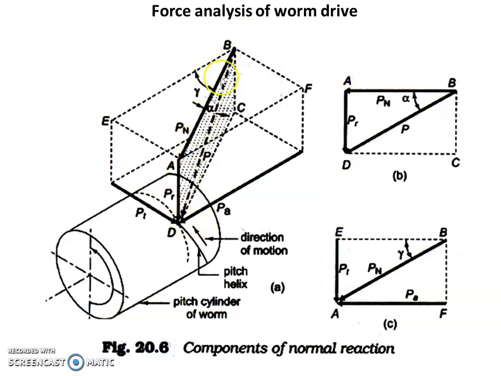Now here you may consider these components of forces, inside which AB and BD make an angle, and this angle is alpha. So alpha is the normal pressure angle, that we know. So normal pressure angle is alpha. At the same time, we should now consider this particular AB.